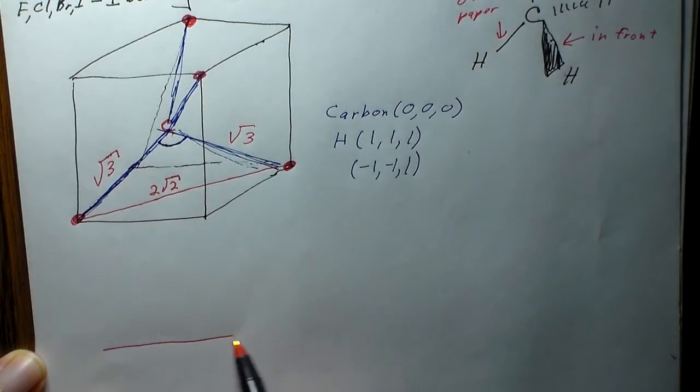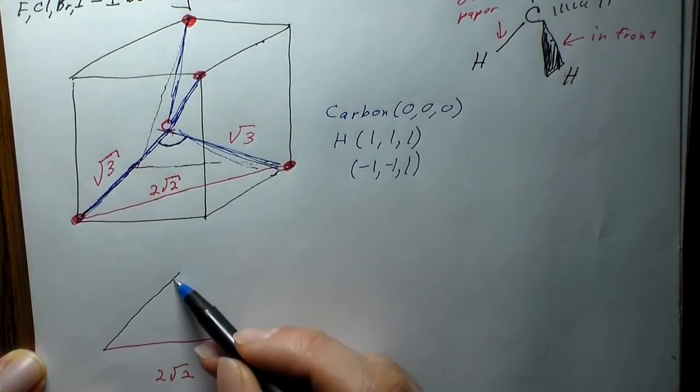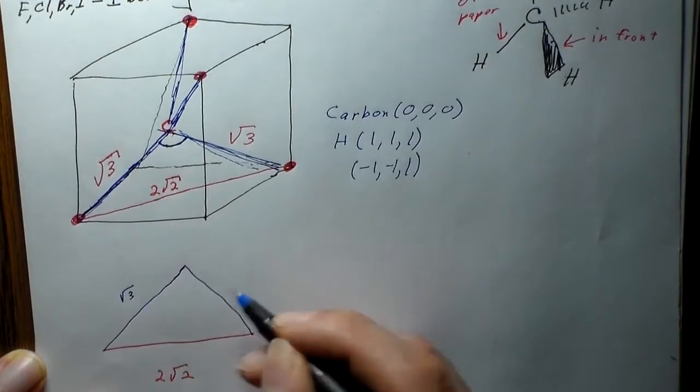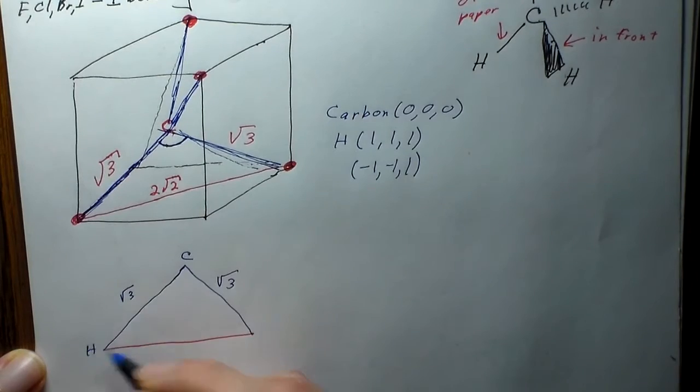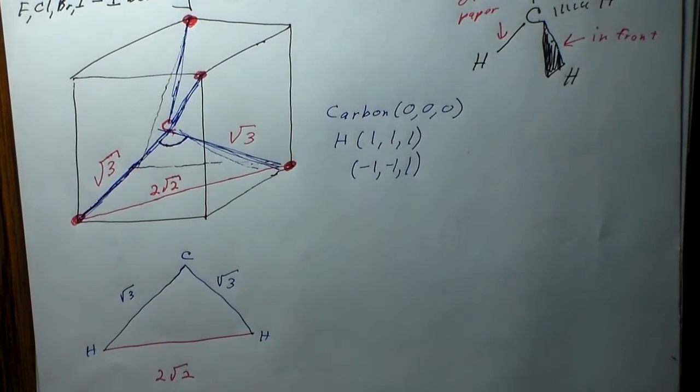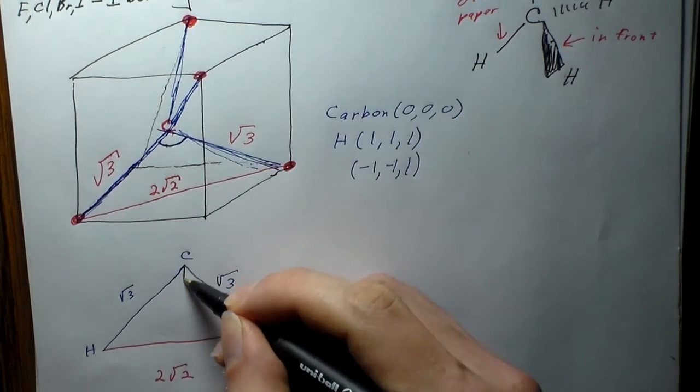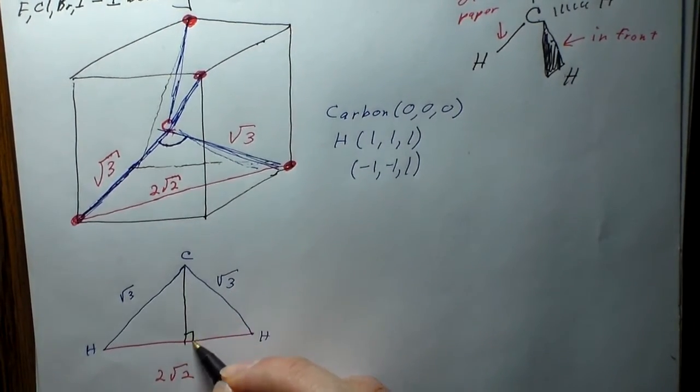So let's just draw this as a nice little triangle here. There is this 2 square root of 2, and then here is going to be my blue line, and that's going to be the square root of 3. That's the square root of 3. So of course, there's my carbon, here's my 2 hydrogens like that. Now we have an isosceles triangle. We can bisect this triangle. So now this is going to be a nice little right triangle.